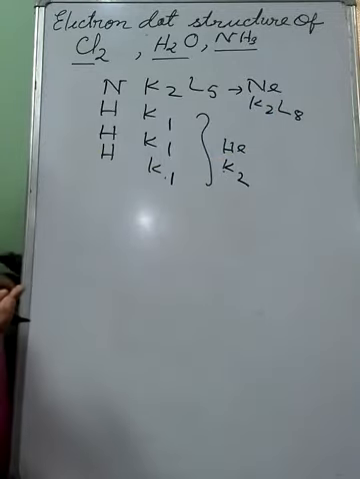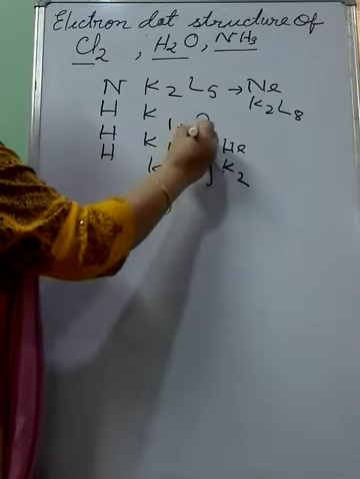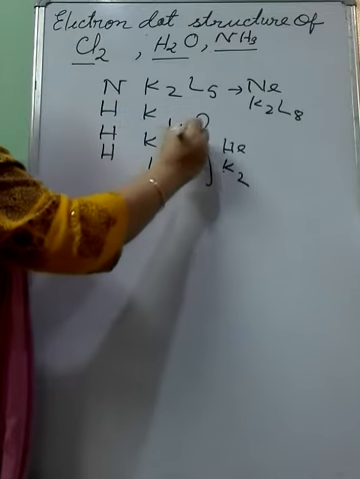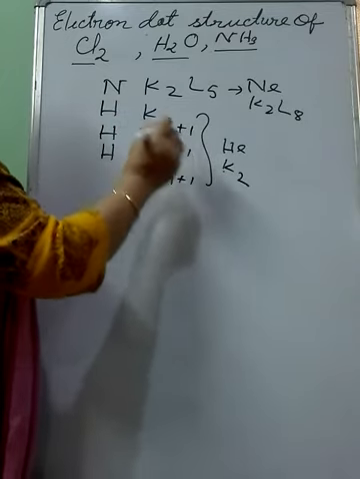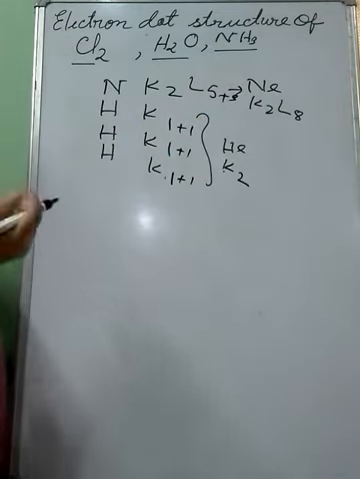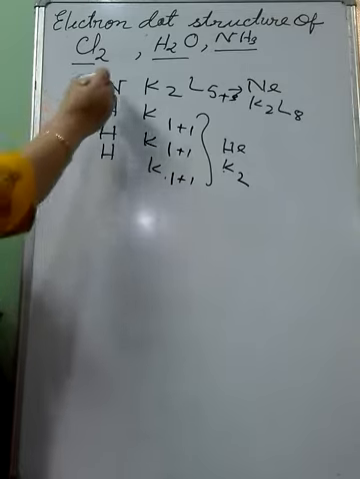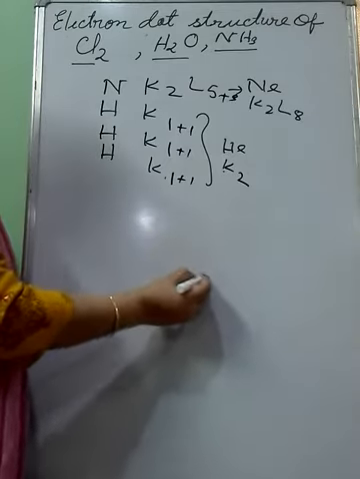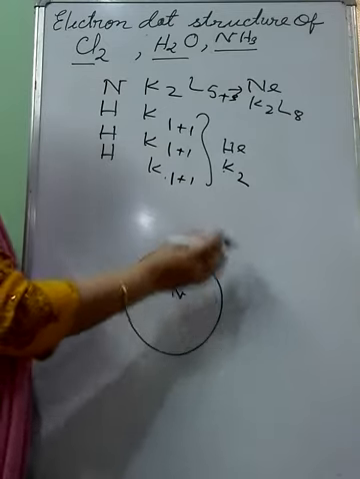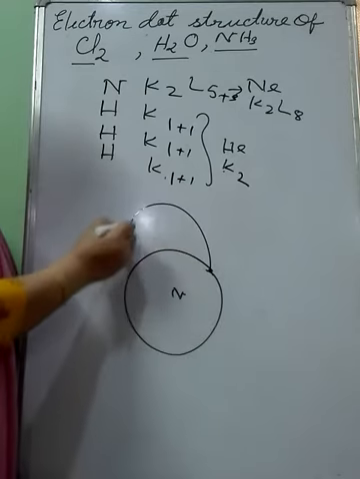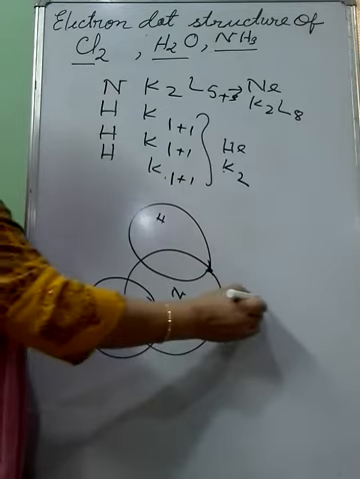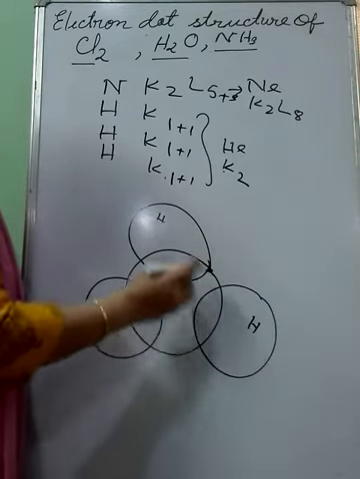Now, how many electrons should be shared? Here, 1 electron is required by each of the 3 hydrogens, and for the nitrogen it requires 3 electrons. So how will the electrons be shared? I already told you that the most electronegative atom will be written in the middle. I am giving a circle here for the nitrogen, and the 3 hydrogens will be given on the 3 sides of the nitrogen. This is for 1 hydrogen, this is for another hydrogen, and this one is for another hydrogen. So these are the 3 circles for the hydrogen.